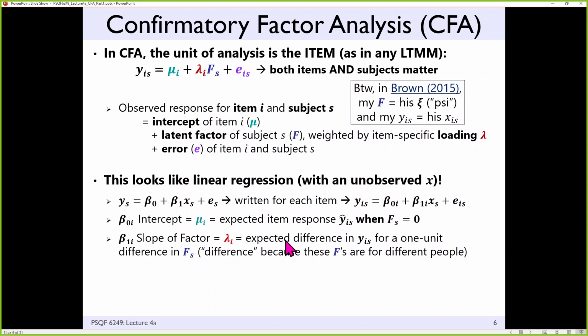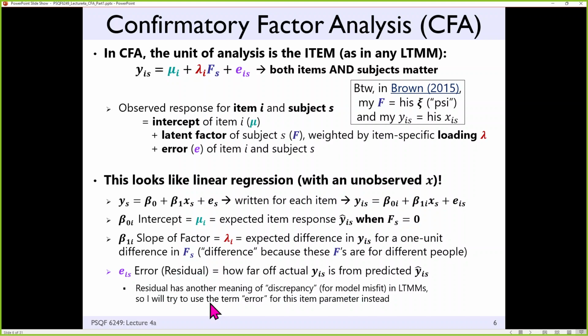So contextually then, change in y, the item response, for a 1 unit change, or difference as I say here, in the factor. And I say difference because this is not a longitudinal result. No, people aren't changing into each other. They're just different. In most of the models that you will see, the factor score is measured such that 1 is the standard deviation for this reason. So then the slope is the change in the item response per standard deviation difference of the factor.